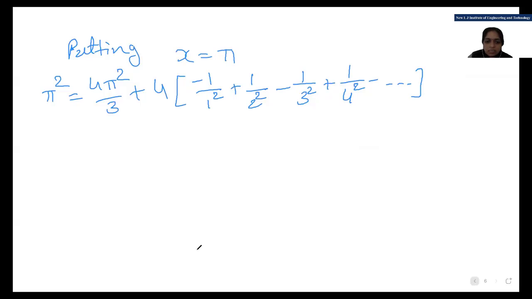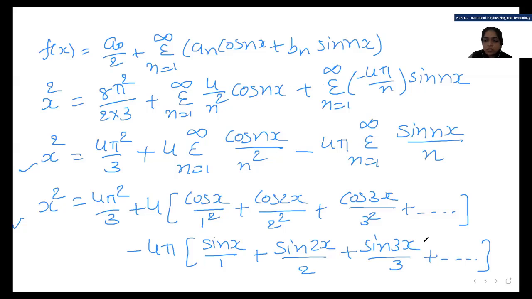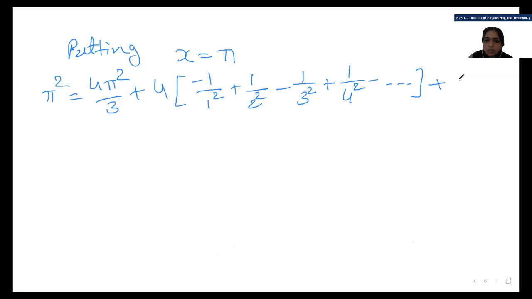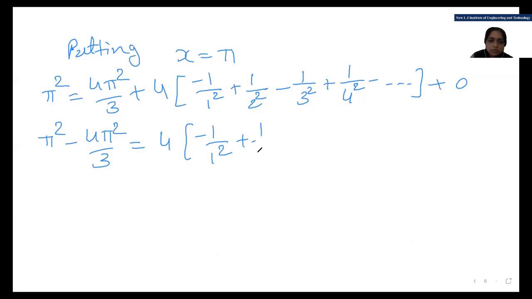And sin pi, sin 2 pi, sin 3 pi, all are 0. So all the next terms are 0. So pi square minus 4 pi square by 3 is equal to 4 times minus 1 upon 1 square plus 1 upon 2 square minus 1 upon 3 square plus 1 upon 4 square, like that. So this is 3 pi square minus 4 pi square, so minus pi square by 3 into 4, that is minus pi square by 12.